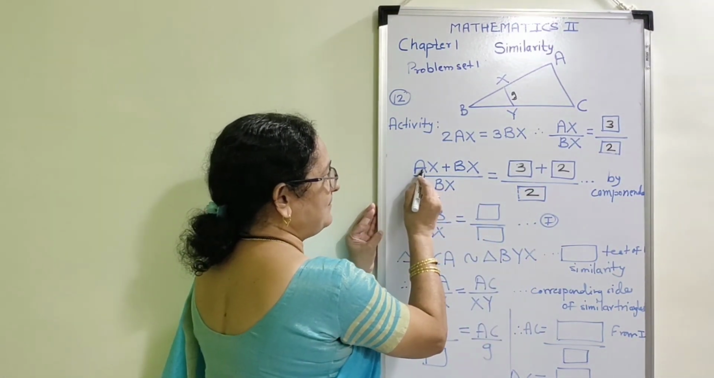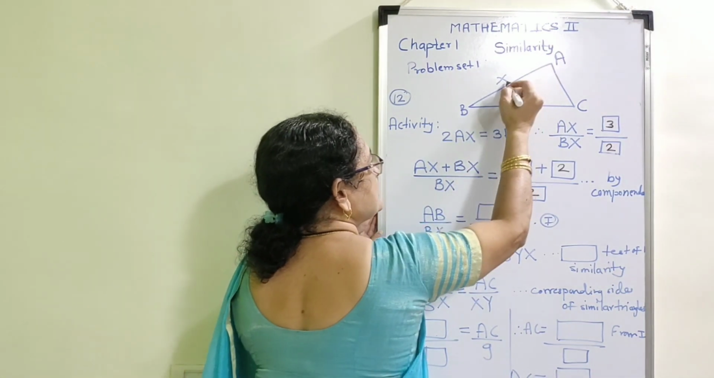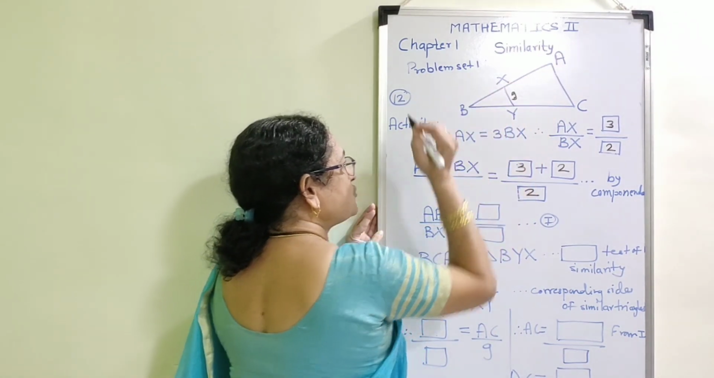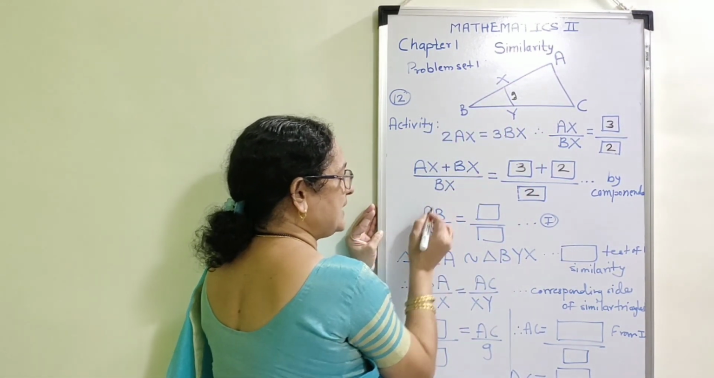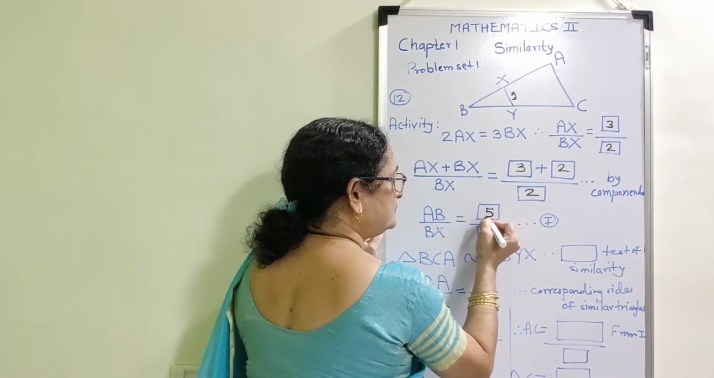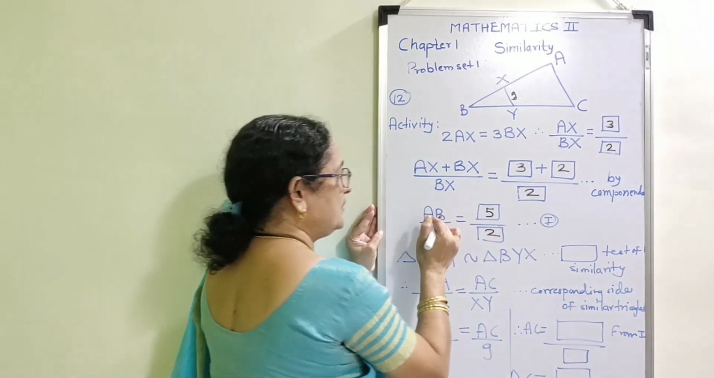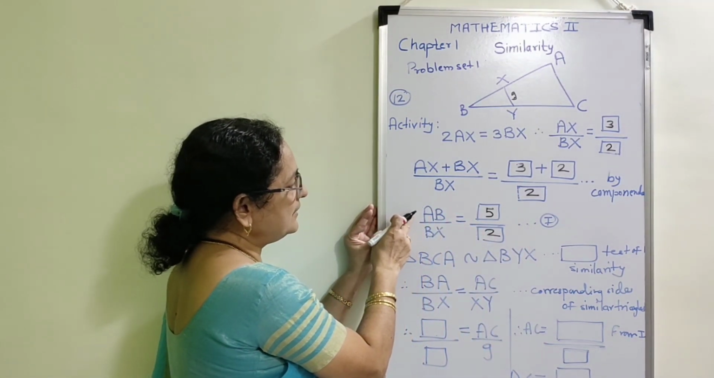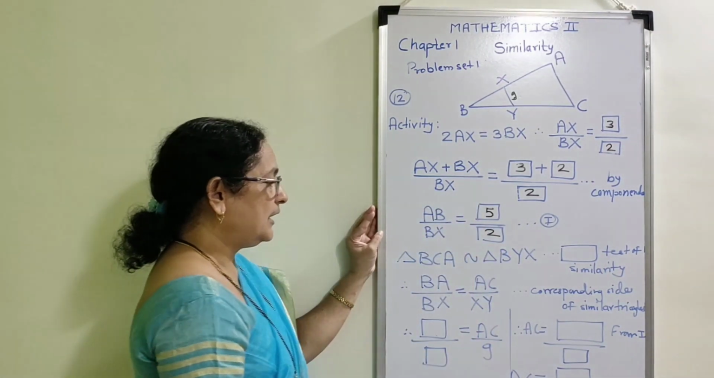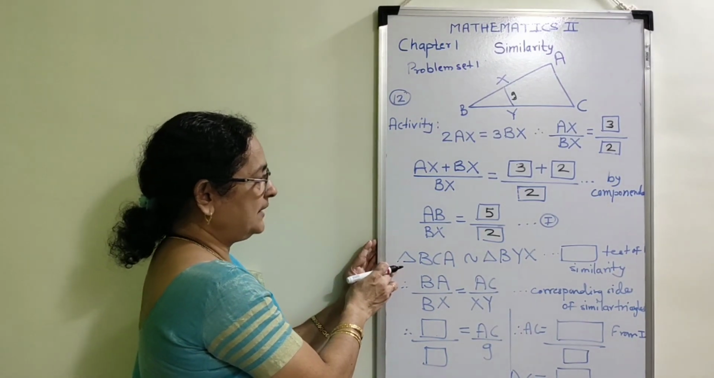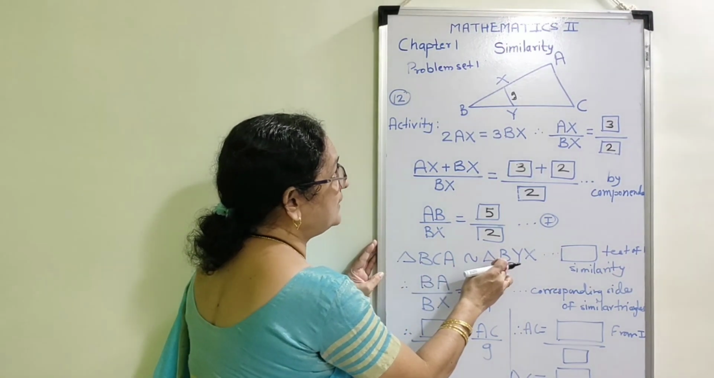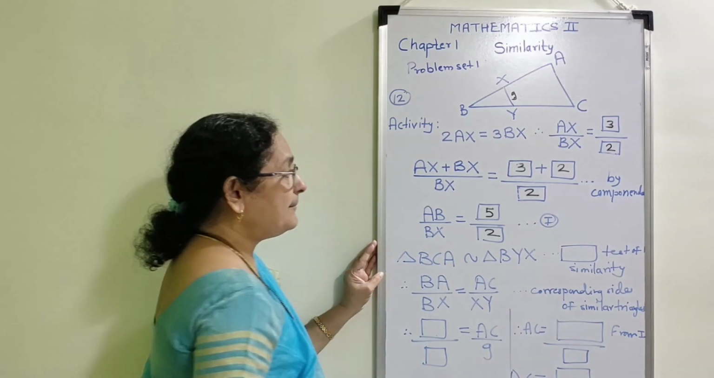Now the next step, apply betweenness of AX and AX plus BX. Since there is betweenness A-X-B, the entire AX plus BX is equal to AB. Here also 3 plus 2 is equal to 5, and 5 upon 2. We will get that the entire bigger ratio AB upon BX is equal to 5 upon 2. Now they have directly given one step, that the bigger triangle BCA is similar to the smaller triangle BYX. By which test?